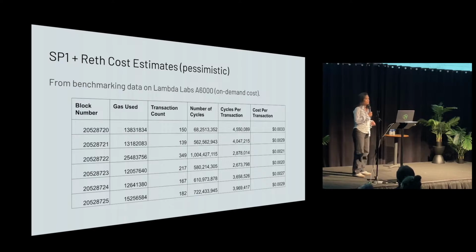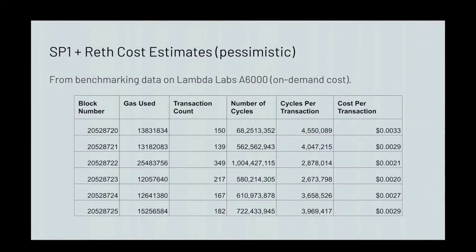In the end, you can see the cost per transaction is actually pretty low. It ends up being between 0.2 and 0.3 cents average proving cost per transaction to prove the execution of an Ethereum block. And this is actually a very pessimistic estimate. This is using on-demand pricing. Usually when you go to reserved instances, you can get much cheaper GPUs, and there's a lot more optimizations we can do. So even today, the cost per transaction for proving an Ethereum block is very cheap.